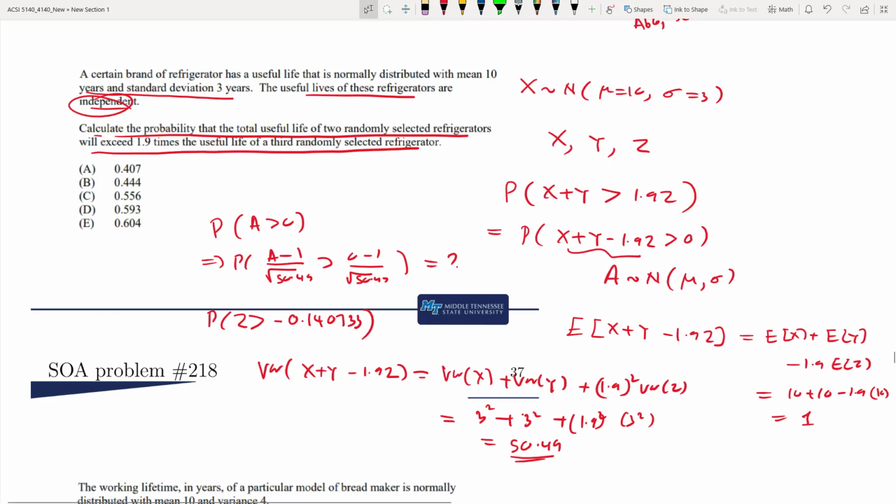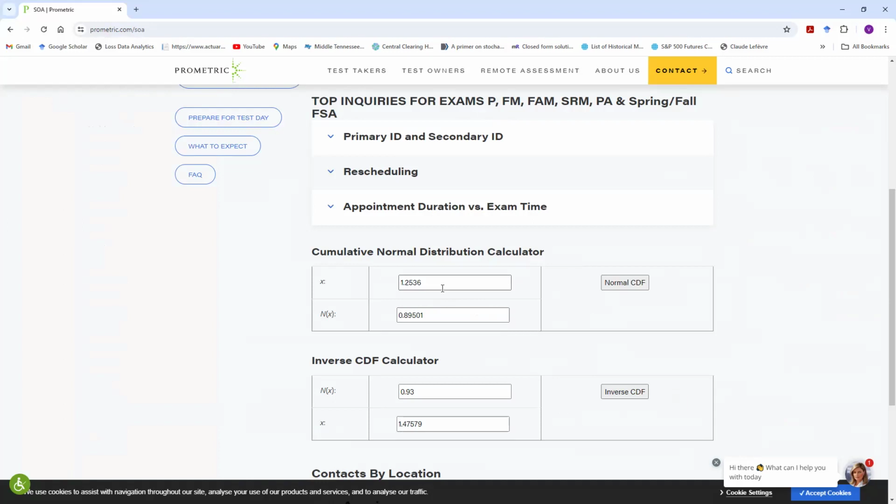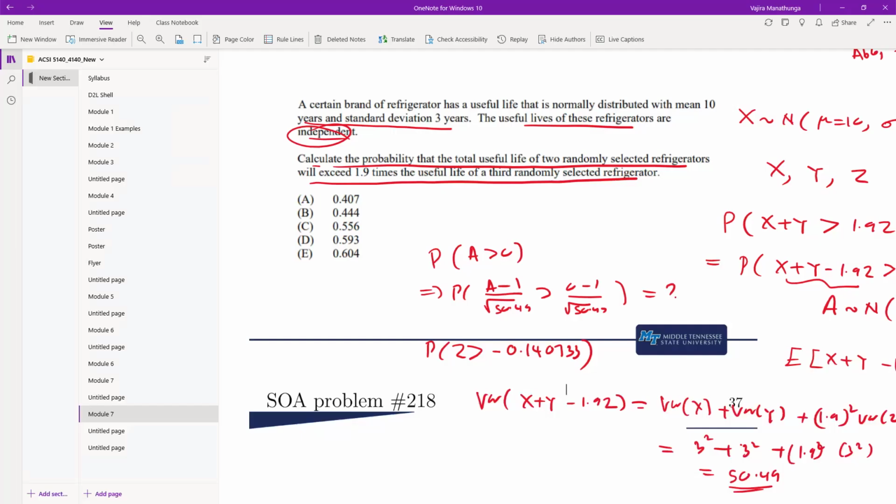So that probability, if I use a calculator, 0.140723. The probability is 0.5596.